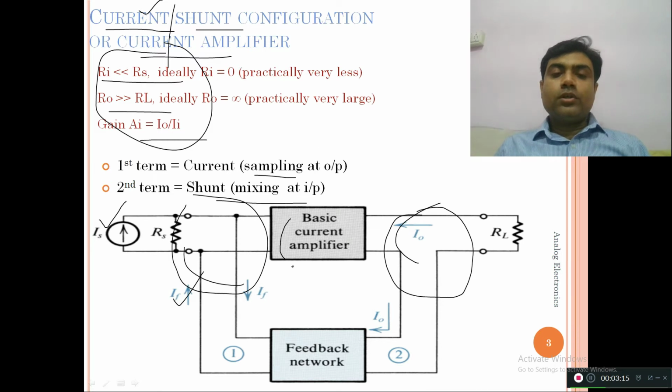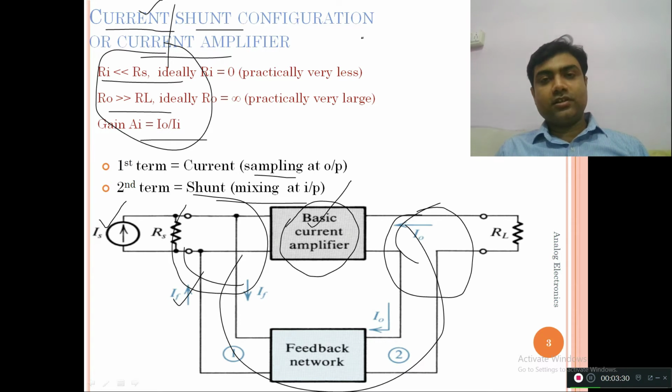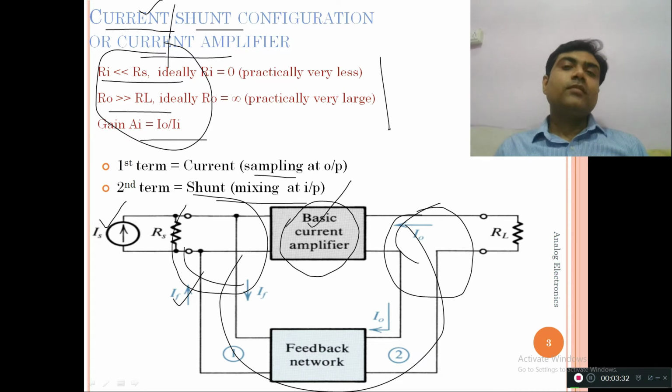One thing also needs to be remembered: this basic current amplifier does not contain any feedback inside it. All the feedback circuit which is drawn is outside the circuitry. So this is the basic amplifier which has the basic characteristics written over here. And these are the elements: the sampling network, the mixing network, and the feedback network. If we study all together, that makes the feedback amplifier actually.